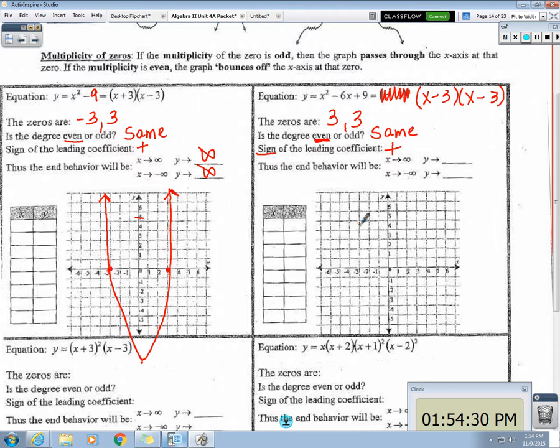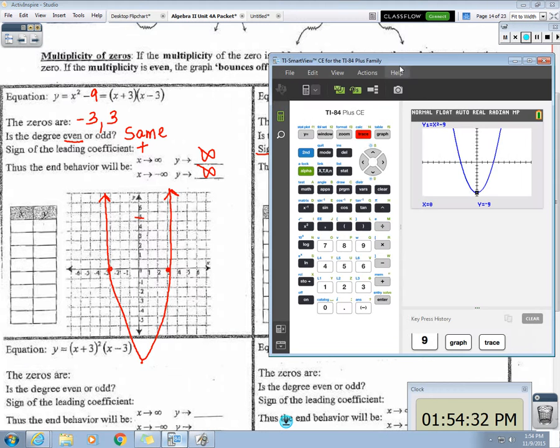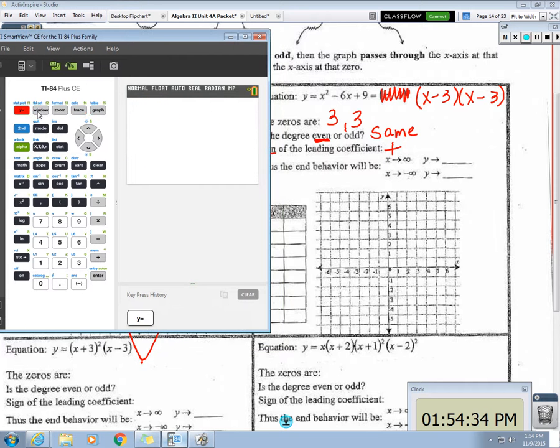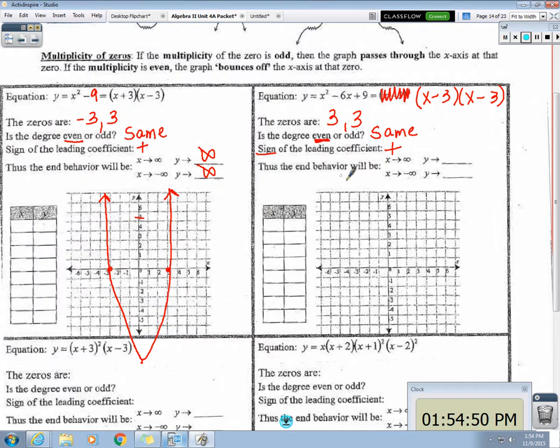All right, so let's do a sketch. I'm going to put it in my calculator. Y equals x squared minus 6x plus 9. Okay, how do I get the y-intercept? Trace, and it's at 9, okay, which is up here on the graph. And then its x-intercept is at 3.